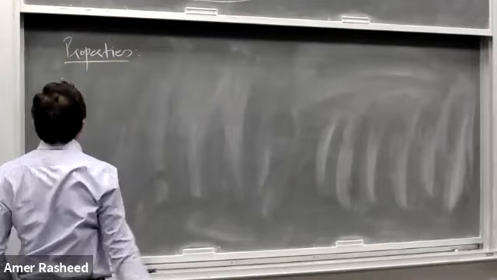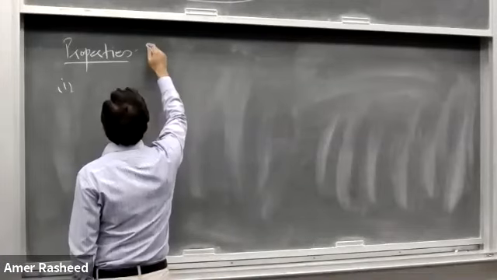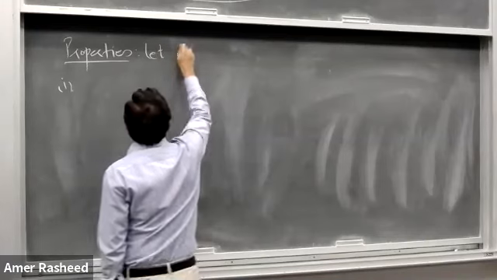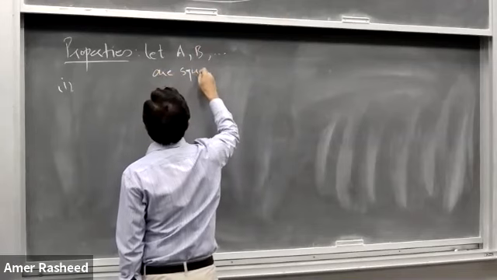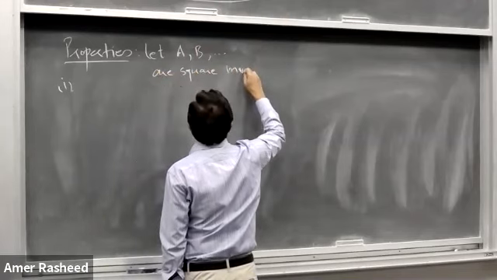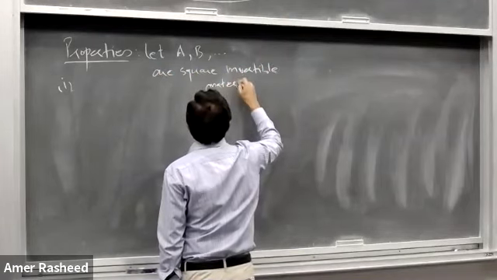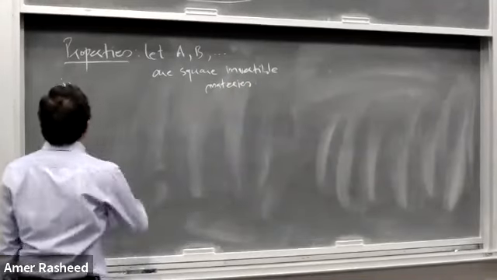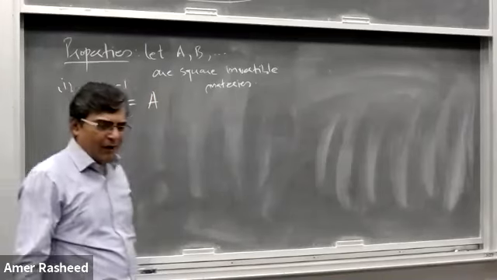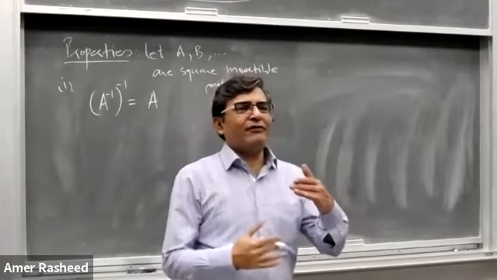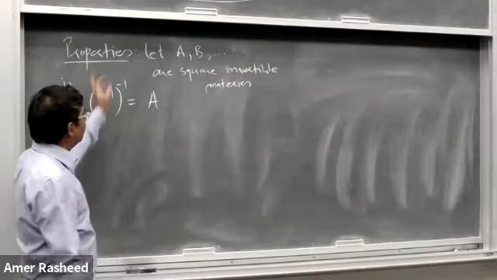For example, the first thing, properties of inverse of a matrix. Obviously, we will assume that A, B, or any other matrices are square invertible matrices. Then we discuss their properties. The first property is the double inverse of any matrix is the same matrix. If you take the inverse of a matrix 2 times, it gives us the same matrix.